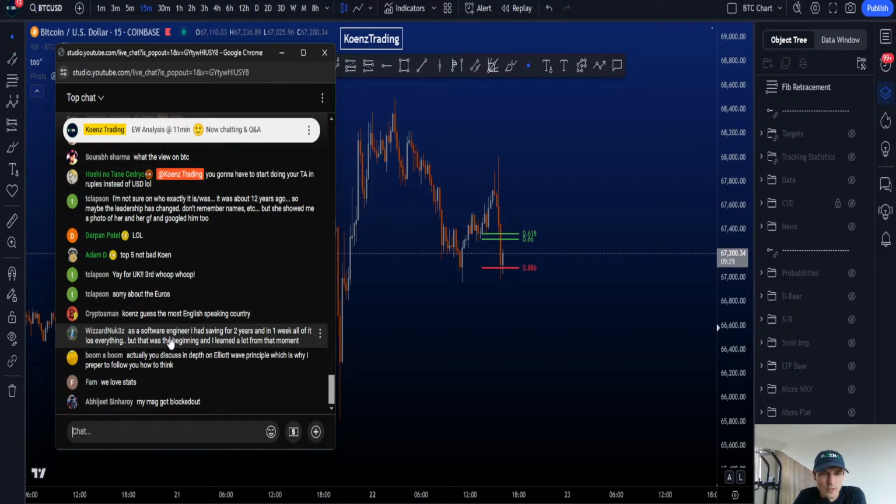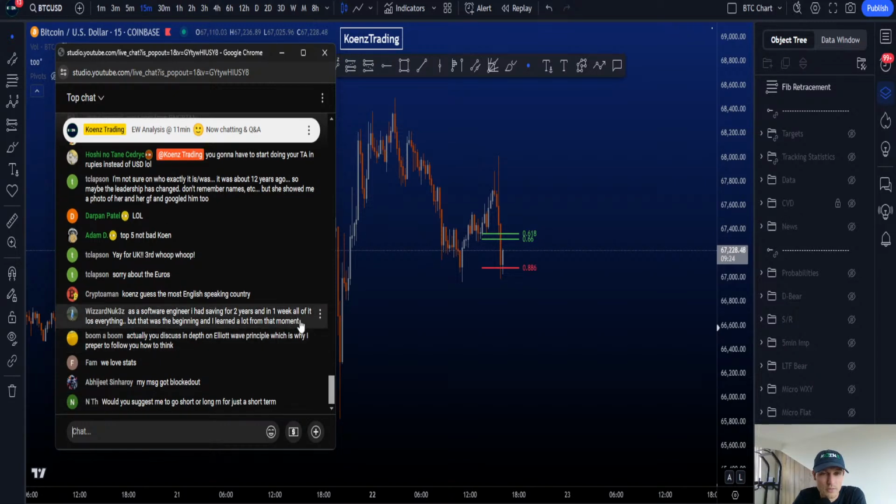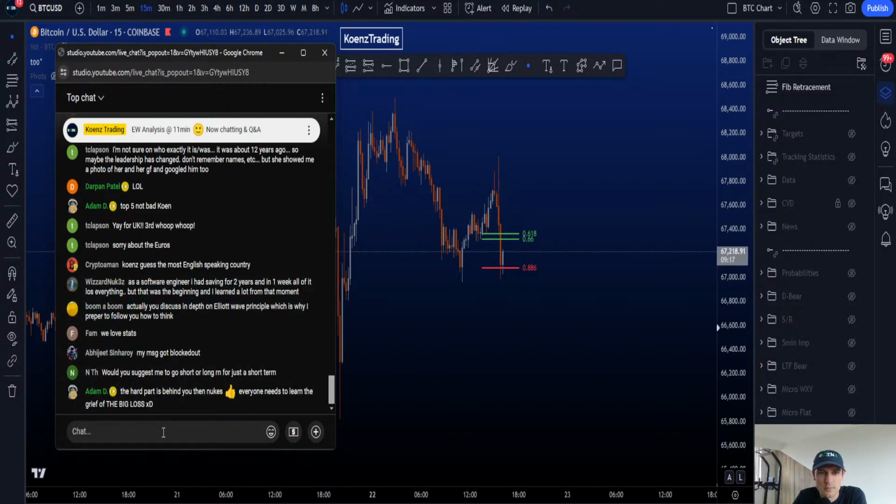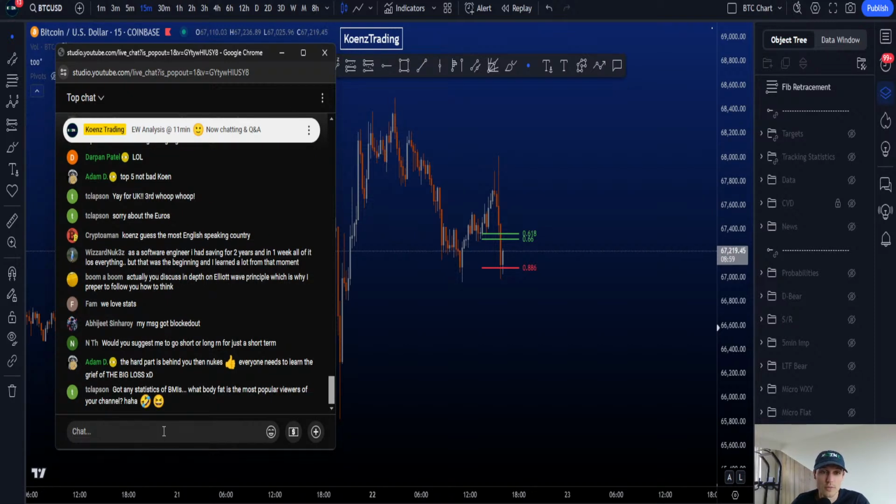Wizard Nukes: as a software engineer, I had savings for 2 years, and in 1 week, all of it was gone. Wow. This is a very typical beginning story. But wow, saving for 2 years and then in 1 week it's gone. That's so painful. That's trading in a nutshell. It's the emotion as well. The moment you start losing, oh man, that's a tough start. But the good thing is, you started learning from that moment, and you're improving, and hopefully make it back.